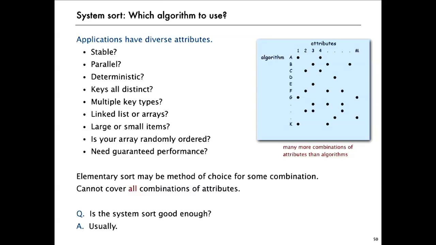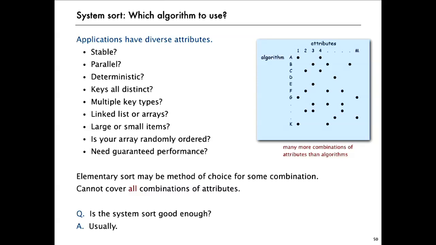Maybe the way your computer's memory is organized makes a difference. Maybe the keys are small and the items are large, or maybe the keys are really huge. Do we need guaranteed performance? Are we happy with random performance? Do we know if the array is randomly ordered?